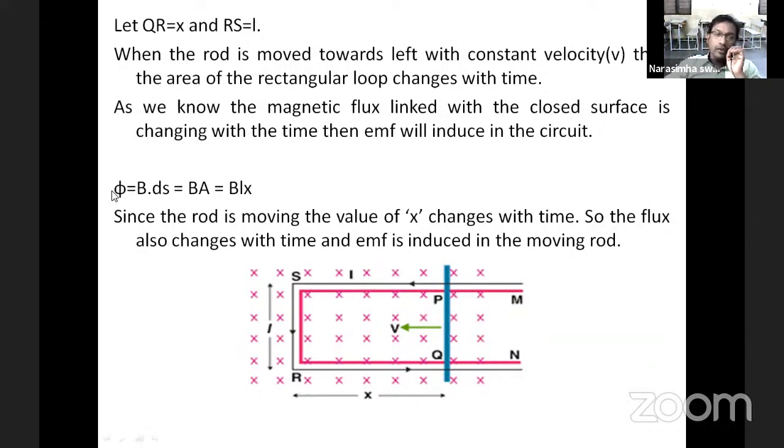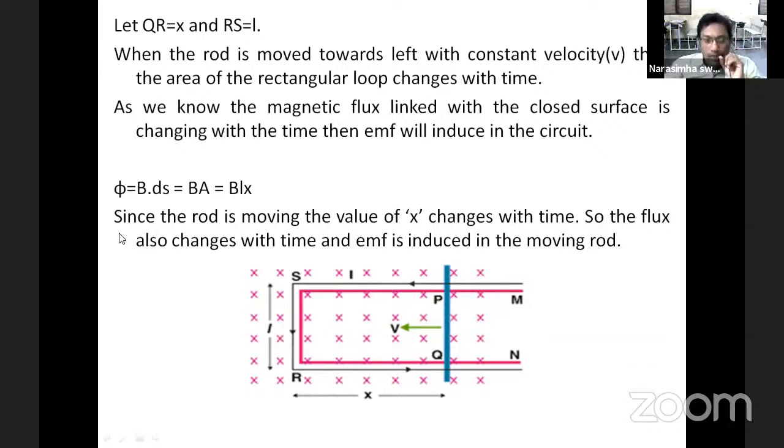Okay, so we know this formula: phi is equal to B dot dS. B is the uniform magnetic field and dS is the change in surface, so you can rewrite it like this: B dS. dS means the area of the cross section. So what is the area from this diagram? L into x. So we can write phi as BLx. BLx is the amount of flux which is passing through the closed loop, that is rectangular.